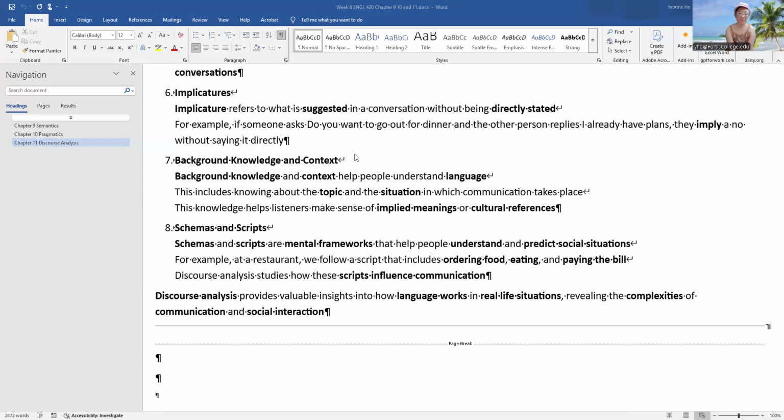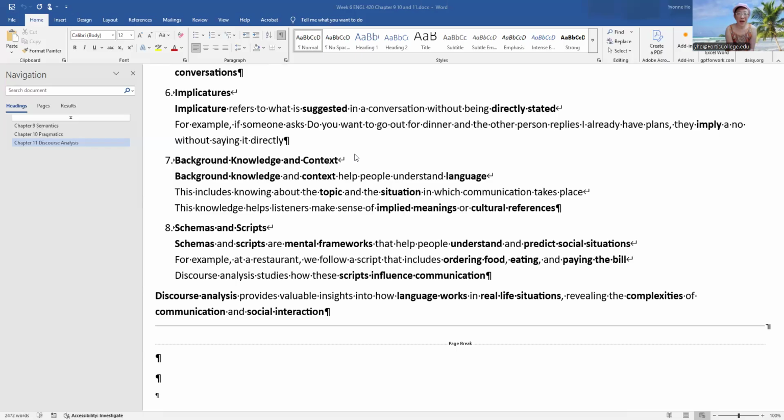I don't think so. Schemas and scripts are mental frameworks that help people understand and predict social situations. This means, do you have previous experience or knowledge about such and such a topic? And so this is very relevant for teachers. I always look at my students to make sure they have the mental script or schema. It's called scaffolding. When you teach something like language, you want to go just a little above that person's communicative competence, and not too far over where that person's going to go, huh?